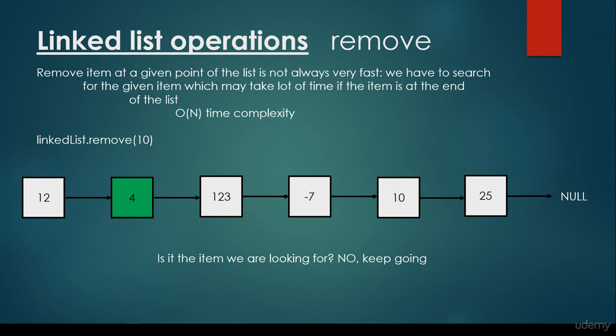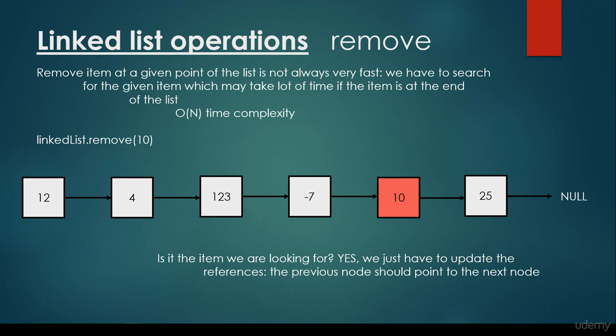4 is equal to 10? No, we keep going. Is it the item we would like to get rid of? No, we keep going. -7 is not equal to 10, so we keep going. But here we have managed to find the item we are looking for. So basically we just have to update the references. The previous node, so this -7 is going to point to the next node of the node 10, which is the 25 basically, and this is how we are able to get rid of the 10. We just have to update the references. First, we get rid of the 10, and the previous node, which is the -7, is going to point to the next node, which is the 25.